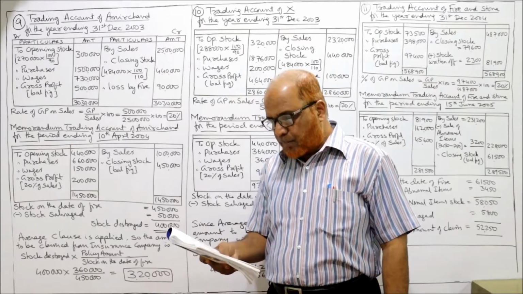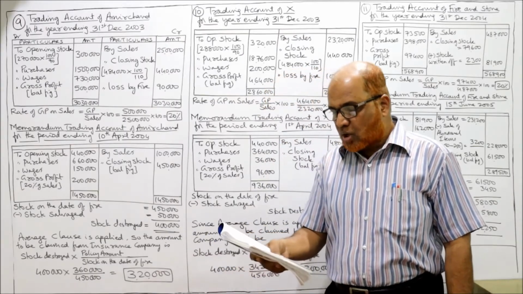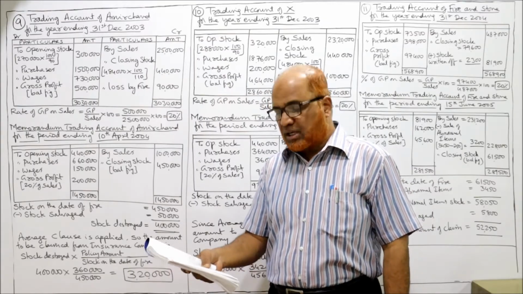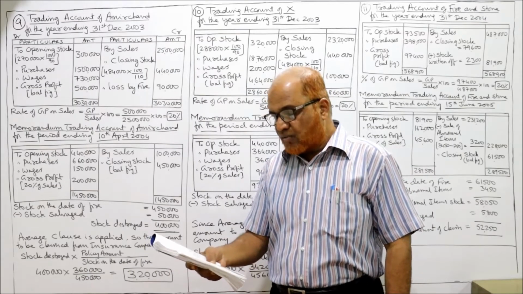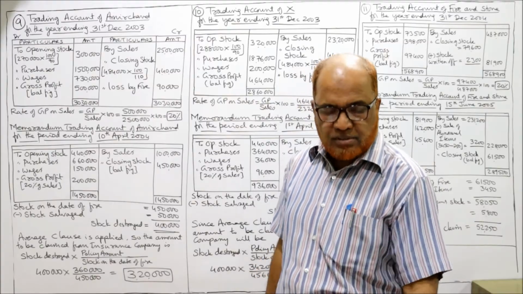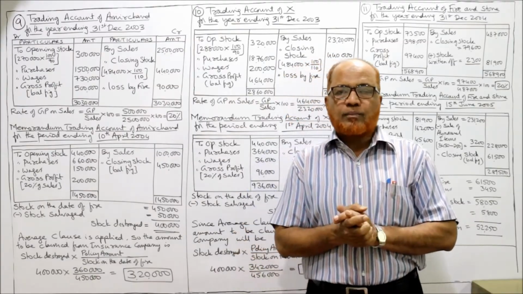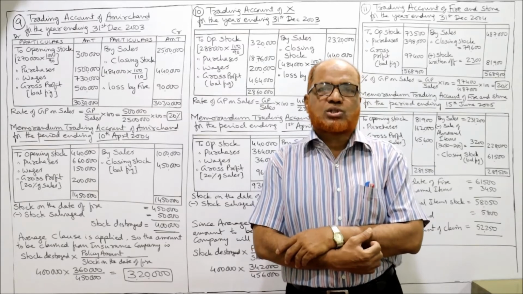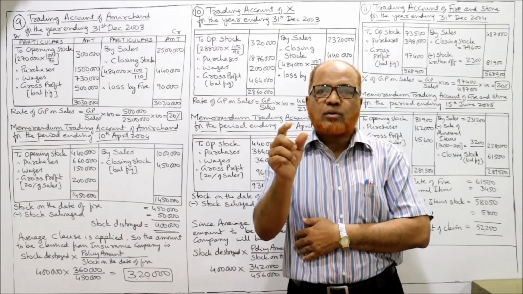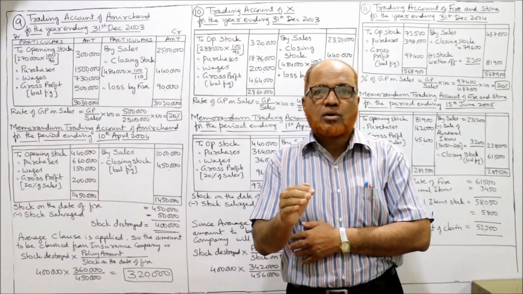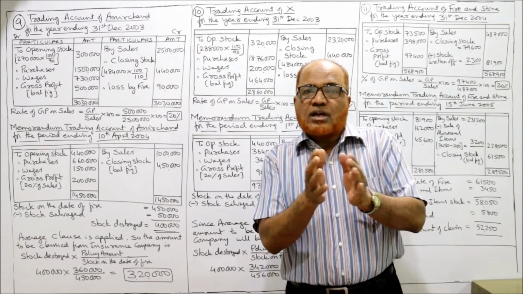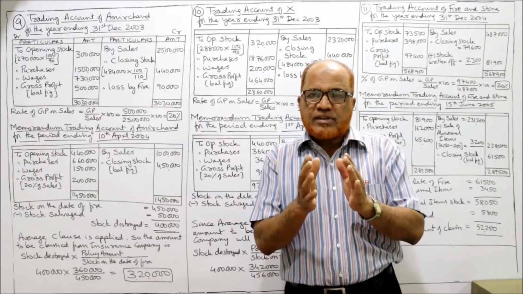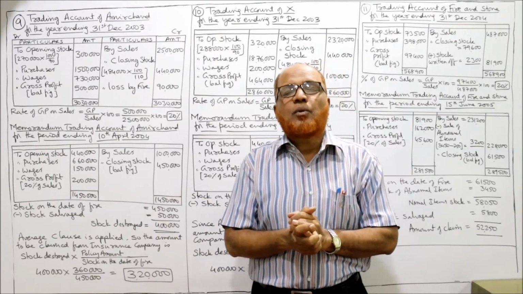And there was a practice in the concern to value stock at cost less 10%. But this practice was changed and the stock on 31st December 2003 was valued at cost plus 10%. Now in this problem, the stock is not valued at cost. The stock is valued 10% below cost on 1st January. On 31st December, the closing date, the policy changed.